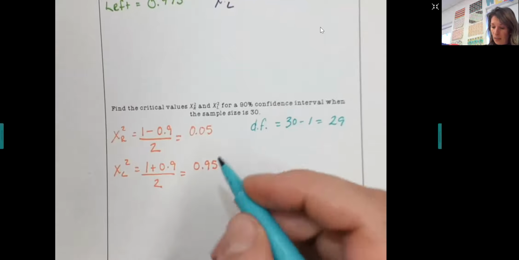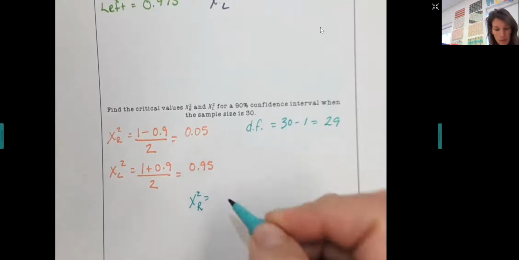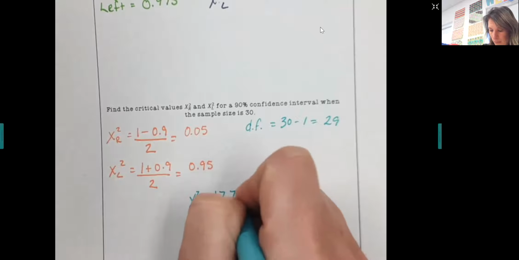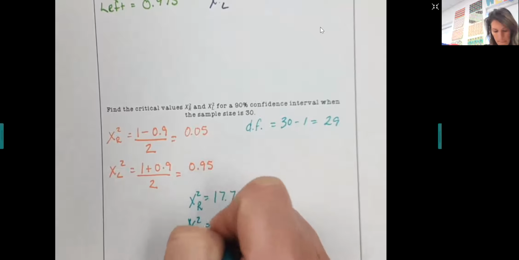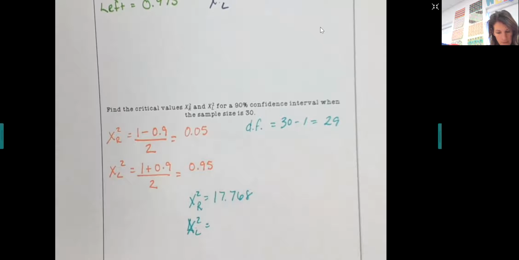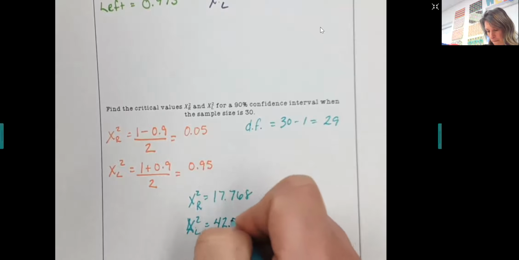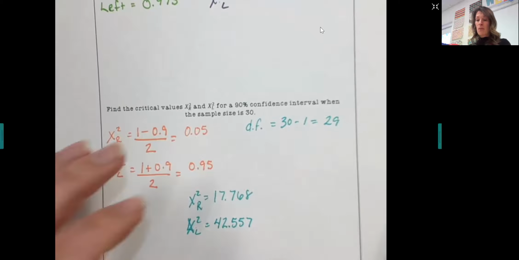So hopefully you got your critical value of my right critical value of 17.768 and my left critical value is 42.557. That's all you had to do for the first two problems. Let's flip the page and see what's next.